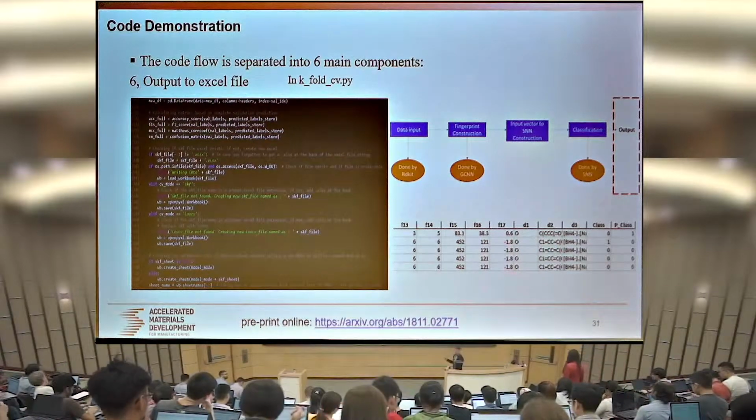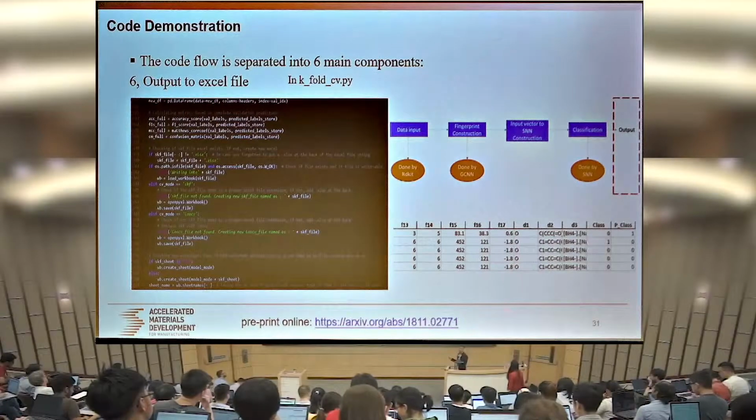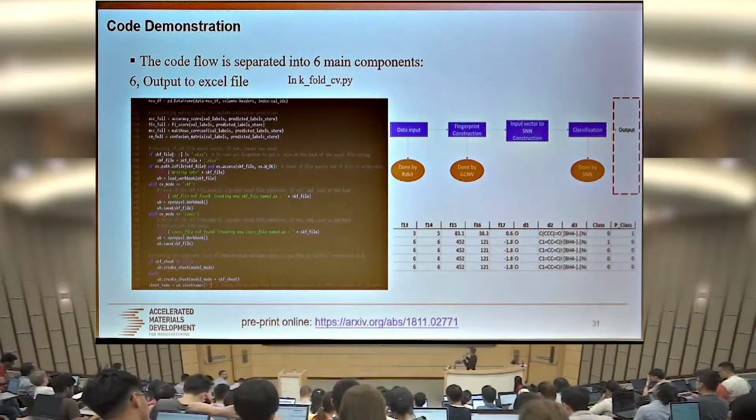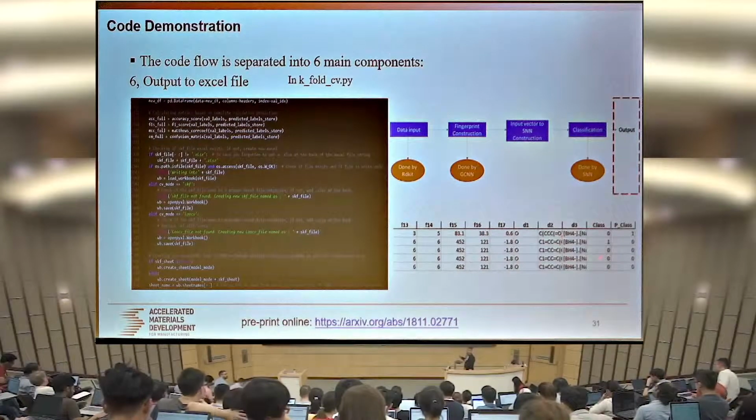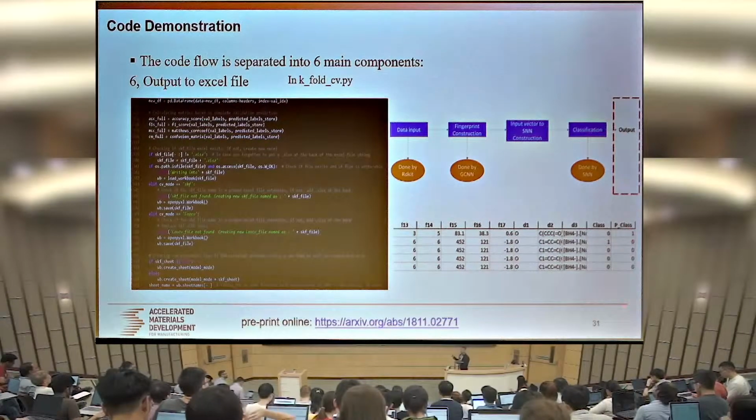And if you open the Excel sheet, you can find the output of the neural networks. The output you can see, first, the class is the true label of different reaction conditions. And the predictive class is the output from our codes.